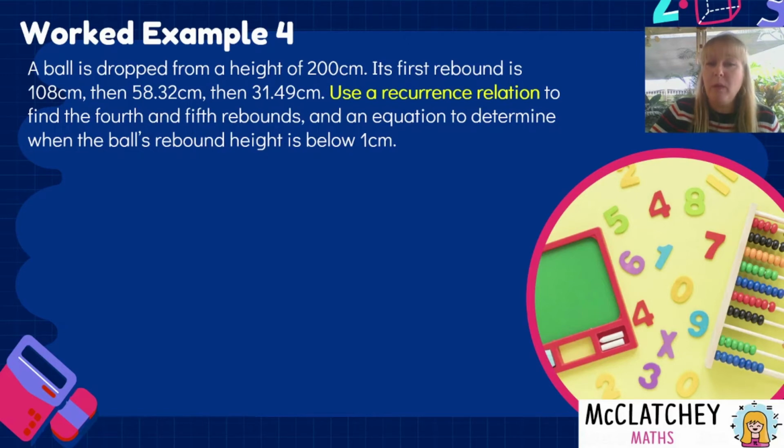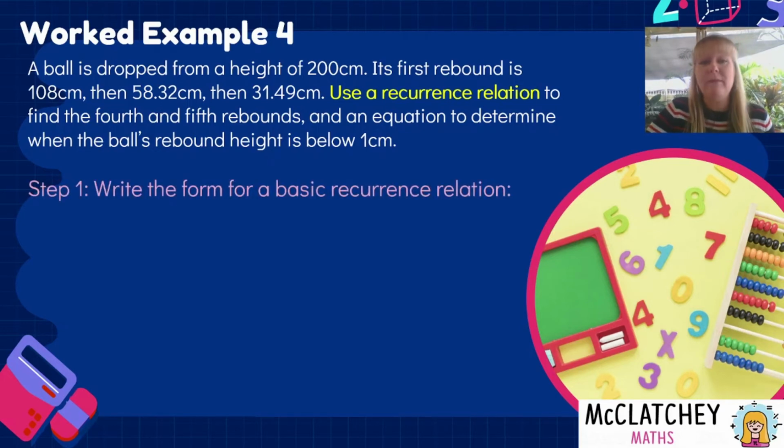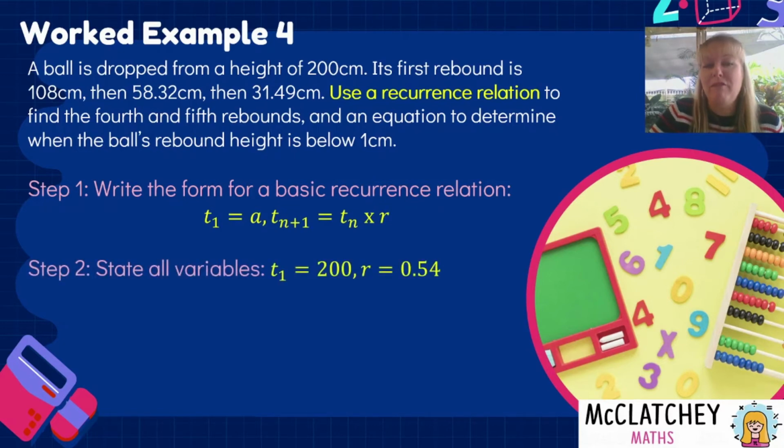So firstly, what we're going to do is write the recurrence relation. That's the first thing that our question is asking us to do. And I've highlighted that in yellow because there's a few parts to this question. So let's write that recurrence relation. We'll get our basic form together first. That should be in our memories. And then we're going to substitute our information in from the variables that we have. Term 1 is 200. The common ratio is 0.54.